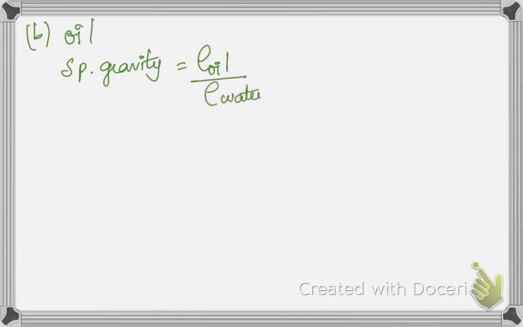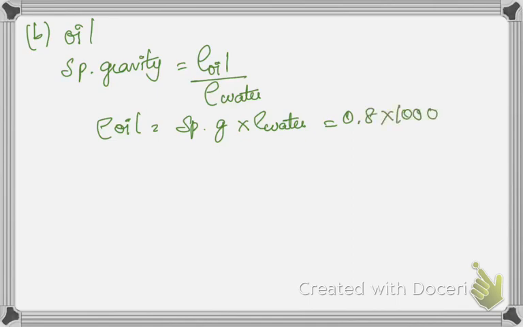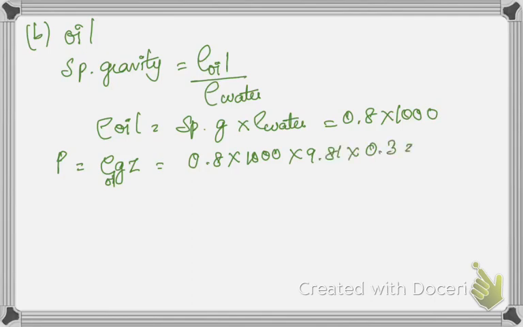So generally if specific gravity is given, we have to determine the density of that particular liquid. Specific gravity is equal to density of liquid by density of water. So density of oil is equal to specific gravity into density of water, which is nothing but 0.8 into 1000. Now I can write the pressure is equal to rho G Z, so here density of oil, which is equal to 0.8 into 1000 into 9.81 into 0.3, which is 2354.4 Newton per meter square.